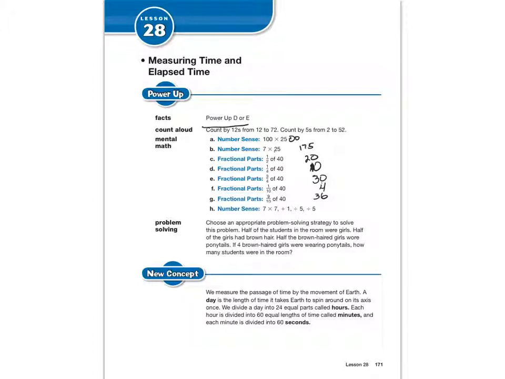And this one's fun. 7 times 7 is 49. Then I add 1, which makes it 50. Then I divide by 5, which equals 10. And I divide by 5 one more time, and that equals 2. Oops, I forgot the 5.